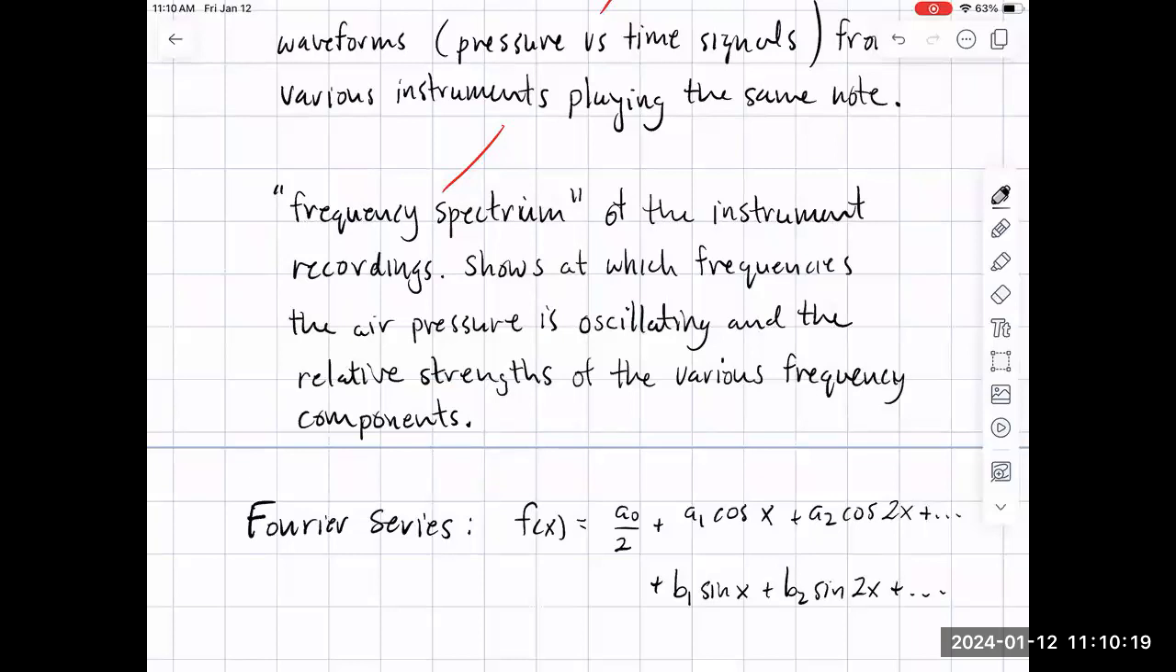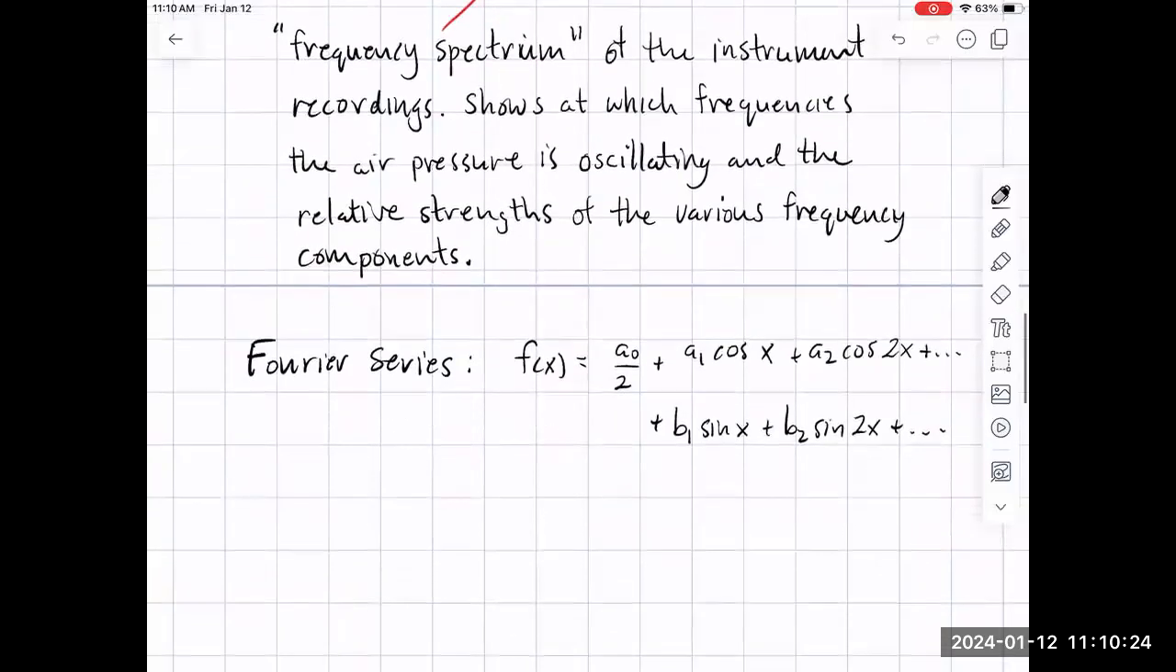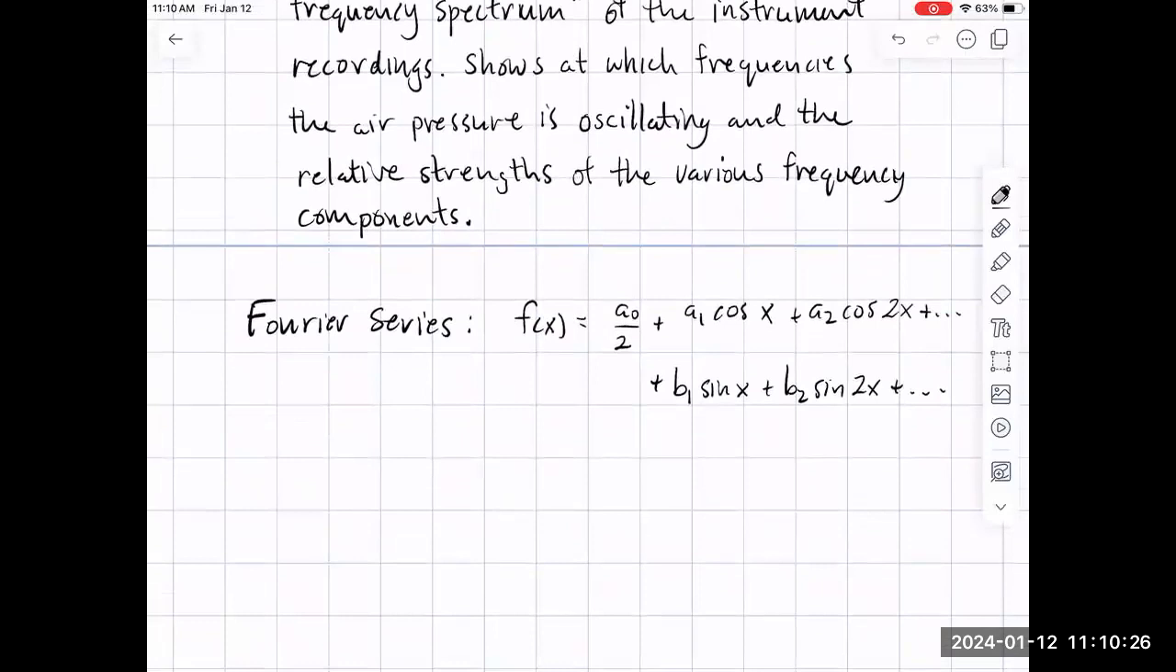Let's see if we can find the first coefficient. To find a0, let's try evaluating the following integral.